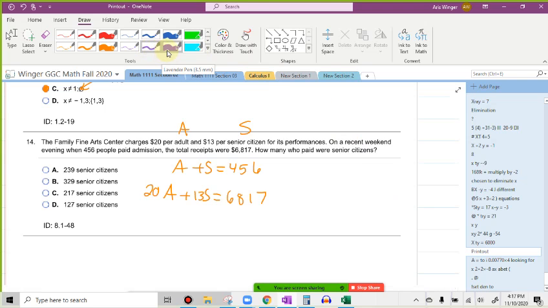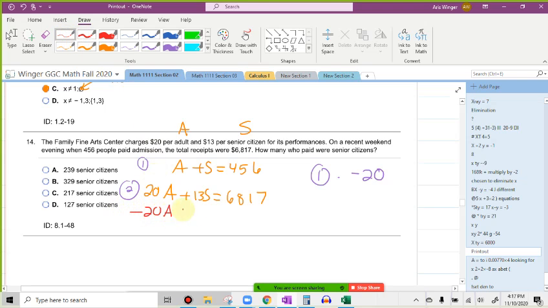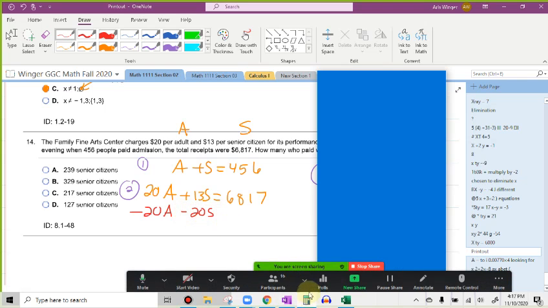If I'm looking for the senior citizens, let me eliminate the adults. So I'm going to eliminate A. So here's equation 1 and equation 2. And then I'm going to multiply equation 1 by negative 20. So then that gives me negative 20A minus 20S. And then now I need 456.